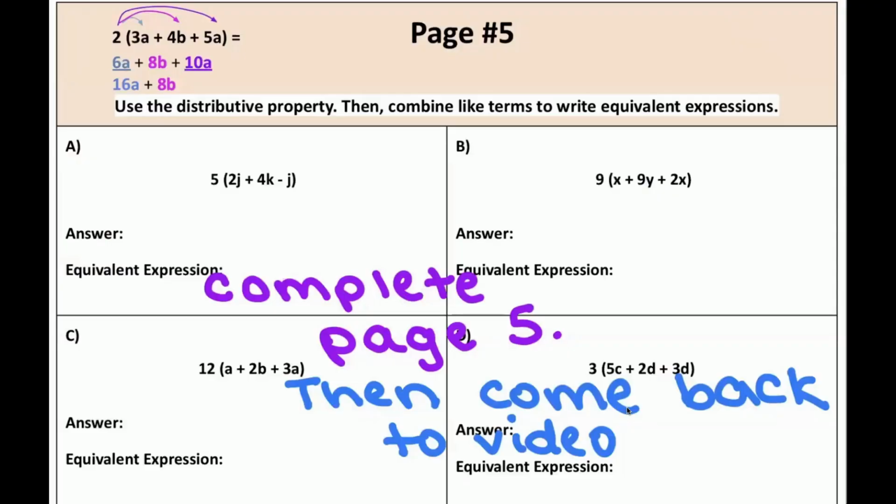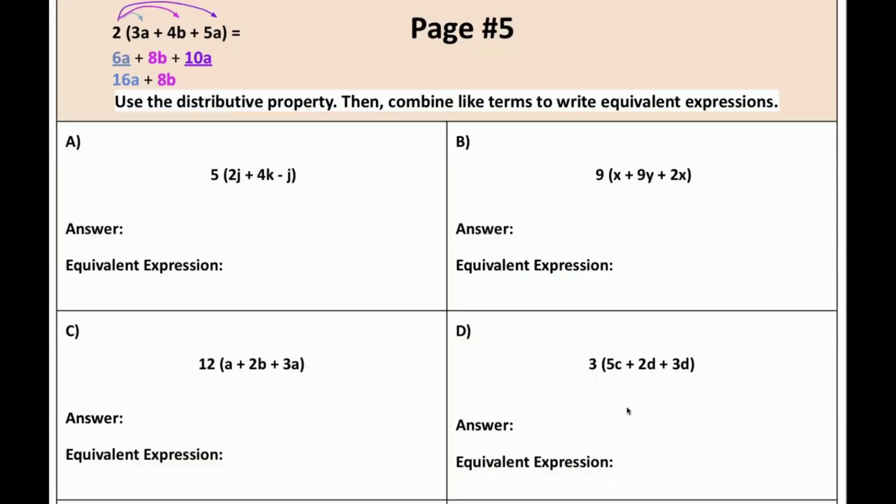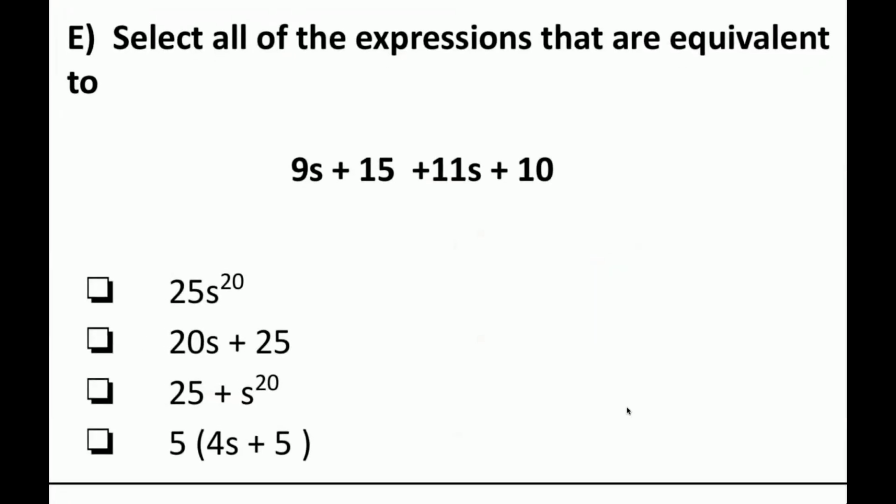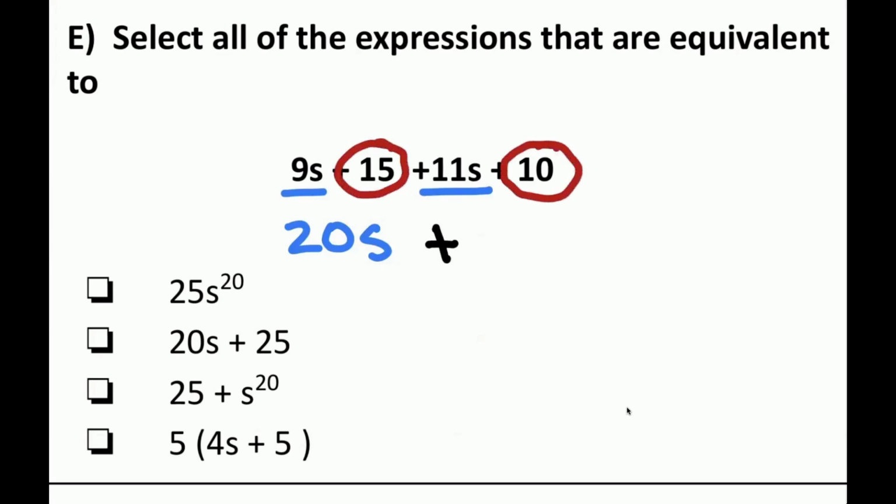Go ahead and complete page 5, then come back to the video. This video will not go over A through D, but I do want to take a quick look at problem E. In problem E, we don't see any parentheses. We're just adding terms. So we're going to combine our like terms by combining all of our S's. So 9S plus 11S is 20S. Bring down the plus. And then 15 doesn't have a variable, so I can combine that with 10 because that also doesn't have a variable.